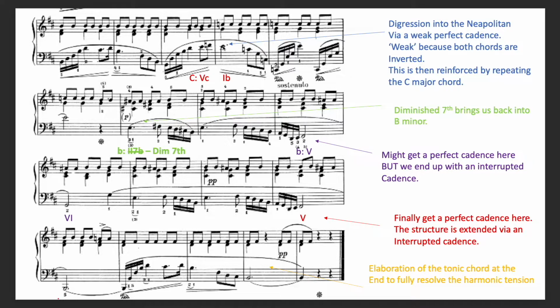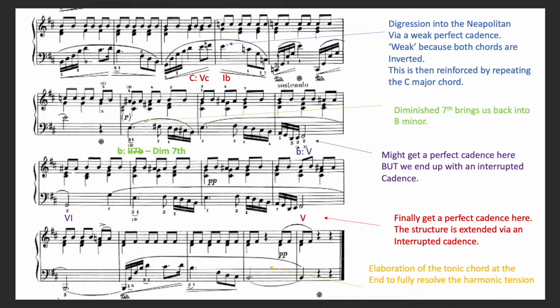Neapolitan because it is a semitone above the tonic. The tonic here is B, we're in B minor. The Neapolitan key is always a semitone above, it's like the flattened second. So here we've got C major, C natural is a semitone above the tonic. So we've got this weak perfect cadence in C major, which is already a little bit weird.